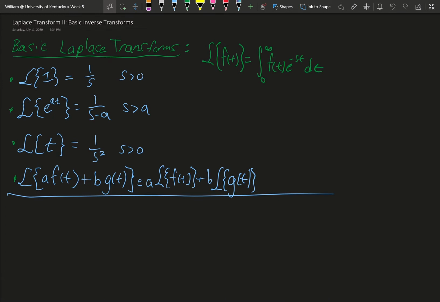So last time we saw the definition of the Laplace transform, which is defined via this integral. And we computed a couple of examples. A key property to note is this linearity property, which says that it's pretty easy to compute the Laplace transform of a sum. You just compute the Laplace transform of each part.